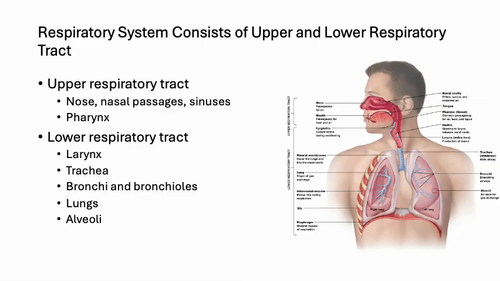Anatomically, the respiratory system is divided into the upper and lower tracts. The upper tract includes the nose, nasal passages, sinuses, and the pharynx. The lower tract includes the larynx, trachea, bronchi, bronchioles, and the lungs. Each part plays a unique role, from filtering and humidifying air to serving as the site of gas exchange. Understanding this division helps us map out airflow from the outside environment into the deepest parts of the lung.